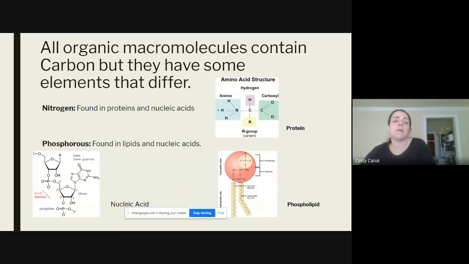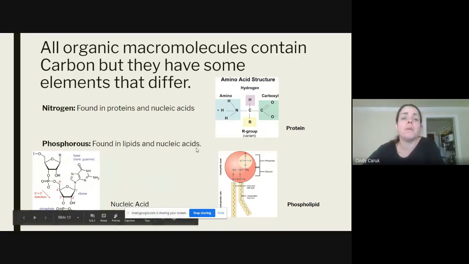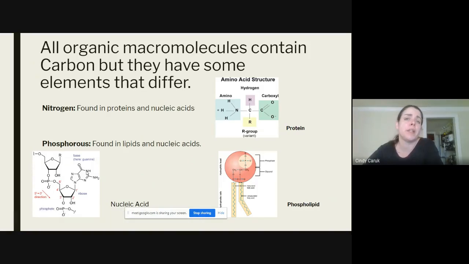So organic macromolecules, they all have carbon, but we're going to see a few other elements that differ. Nitrogen, you can see nitrogen here. Here's that amino group, NH3. And then we see our amino group down here in our nucleic acids. And remember, ATP is a modified nucleic acid.